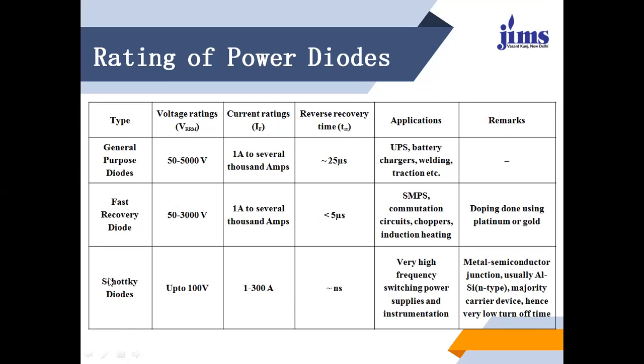Schottky diodes are another version of the power diode. The rating is up to 100 volts, current 1 to 300 amperes, and the reverse recovery time is less than a nanosecond. The application is in very high frequency switching power supplies and instrumentation. The remark is that Schottky diodes use a metal semiconductor junction, usually aluminium or silicon type, a majority carrier device, hence very low turn-off time, so it can operate at a very high frequency.